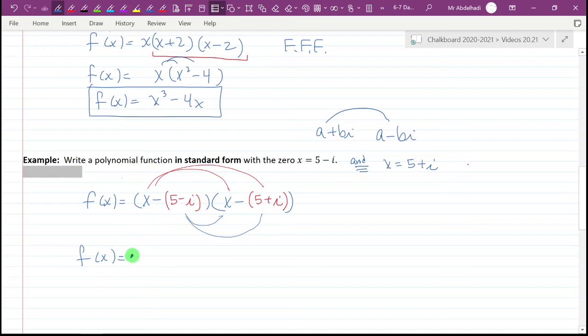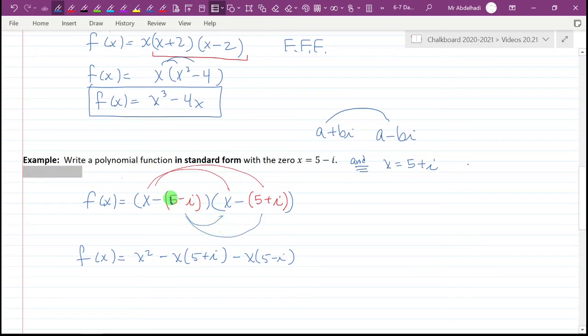x times x, x squared. x times this thing in the parentheses just means put the x in front of the parentheses. So you get x times 5 plus i. And this is positive, and there's a negative in front of this one, so negative. Okay, now we're going to do this times x. Once again, you're just going to put the x in front of the parentheses. This time 5 minus i, and this one's negative as well, so put a negative there. So we got 3 out of 4 done.